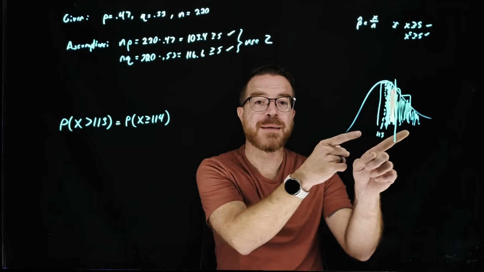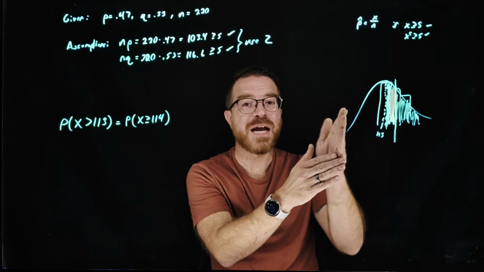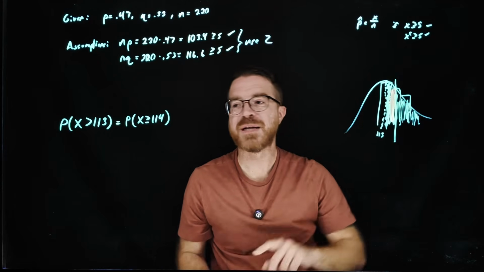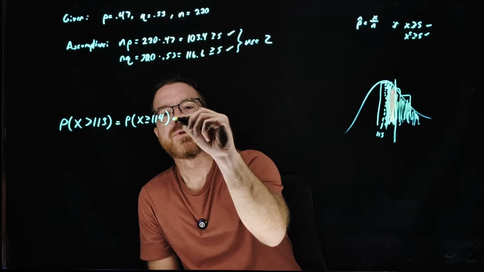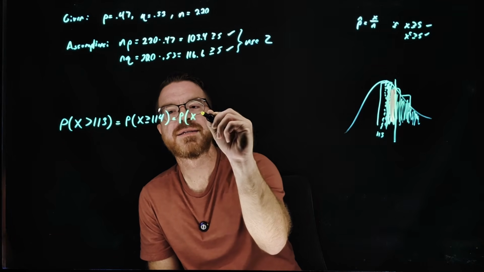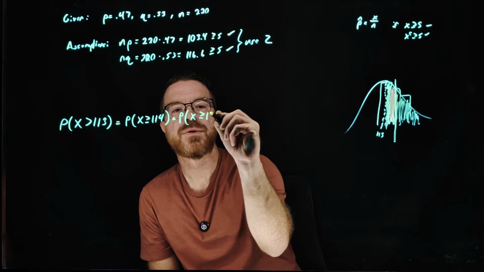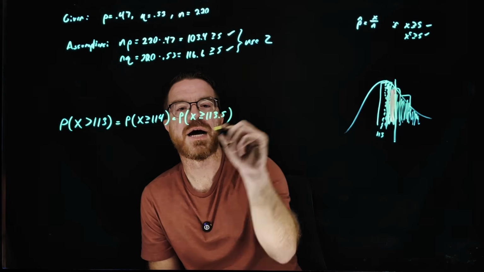So in this case, because I'm doing greater than, I need to subtract 0.5 to include that part of the rectangle. So this is going to be equal to the probability of x greater than or equal to 113.5.